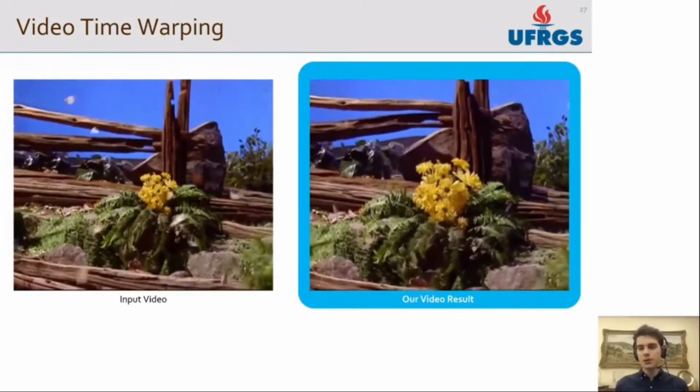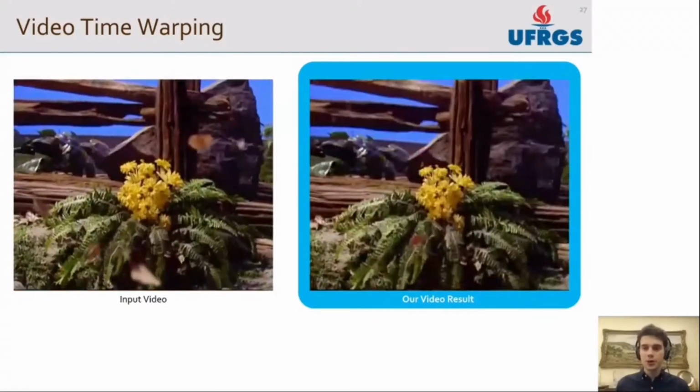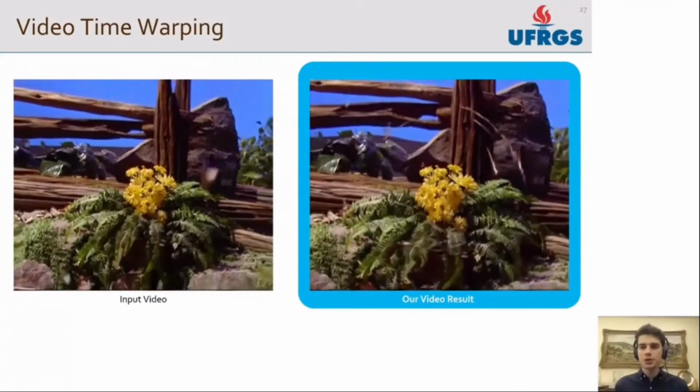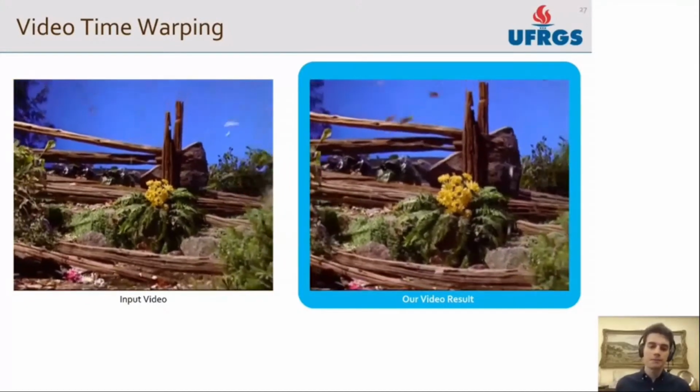In this example, our goal is to slow down the zoom out movement centered on the flower. We do so by using our technique, resulting in the video to the right, where the flower only zooms out smoothly around the end.